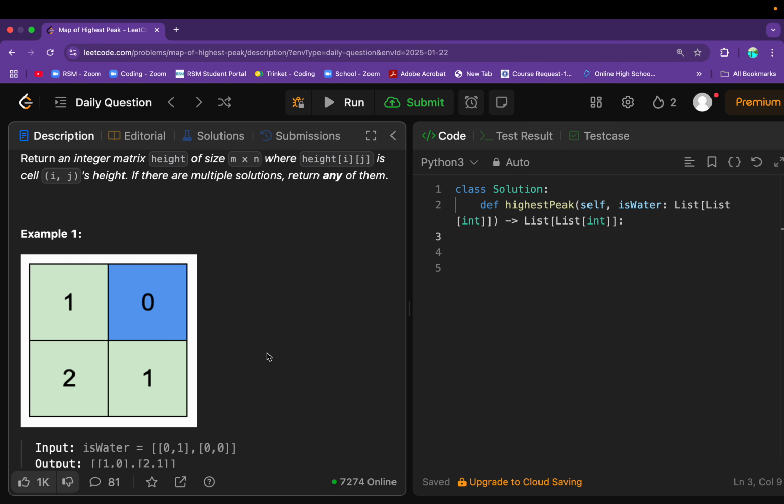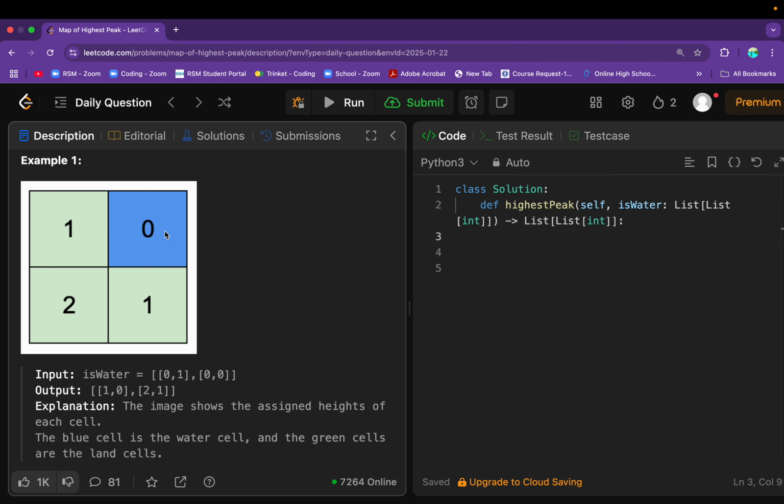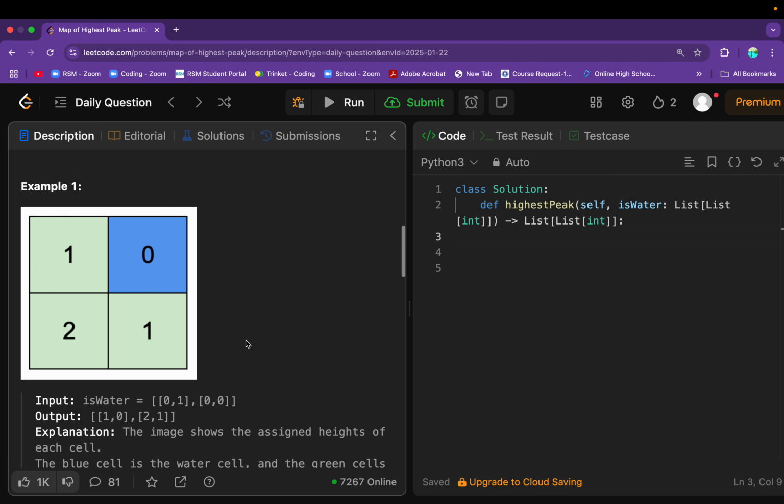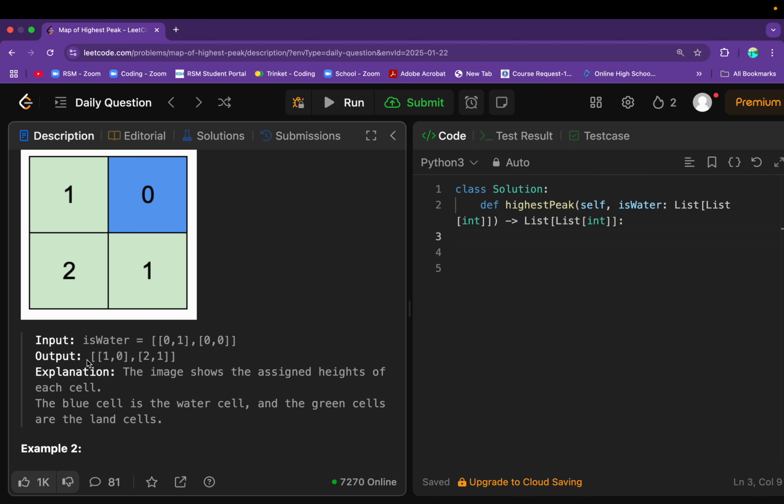To better put this problem into context, let's look at example 1 here. We have a 2 by 2 matrix as our isWater input. It's 1, 0, 0, 0, right? And basically the 1 means that it is a water cell. So our output is going to be 1, 0, 2, 1 because the image shows the assigned heights of each cell.